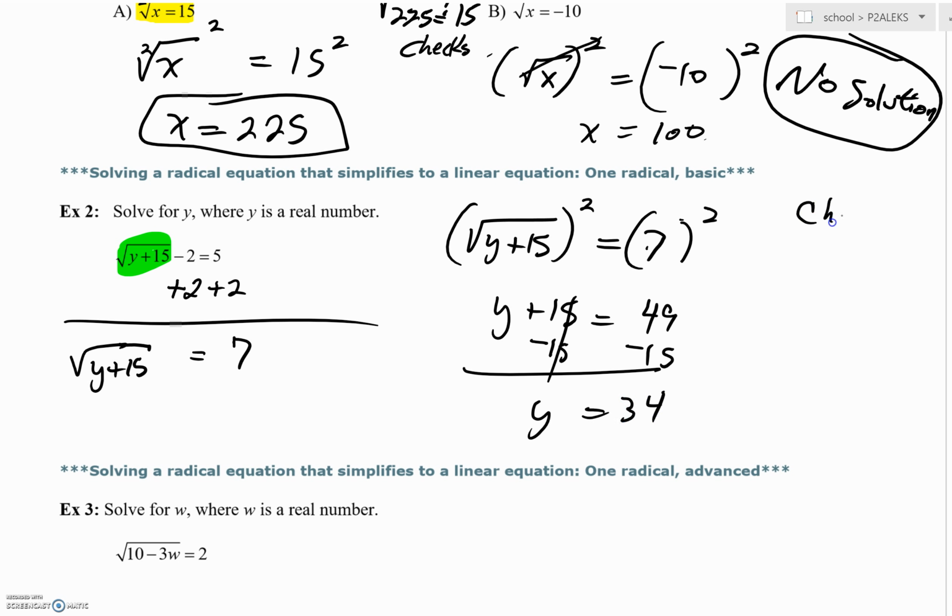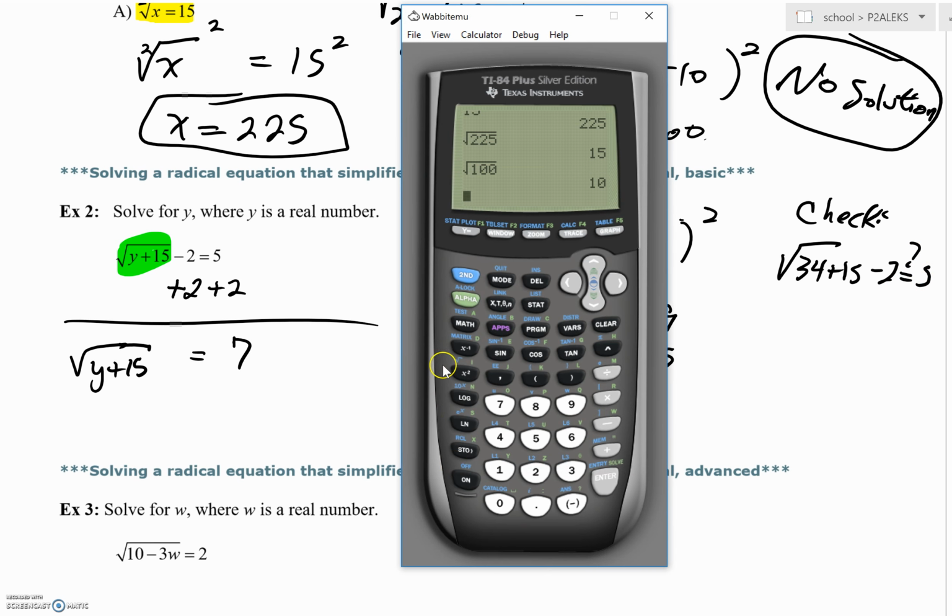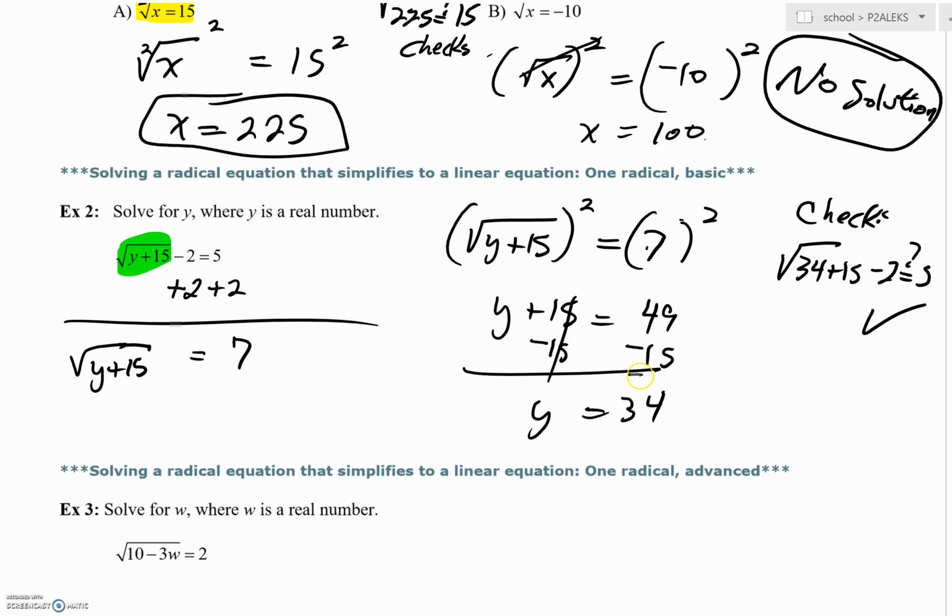Now, we should do a check. You're saying, does this really work? Well, you can check it on the calculator, too. The big question, let's get that calculator out. And we can say, does the square root, and underneath the square root, we've got 34 plus the 15. And then I'll move that out. I'll hit the right arrow and do a minus 2. Would that really equal 5? It does.